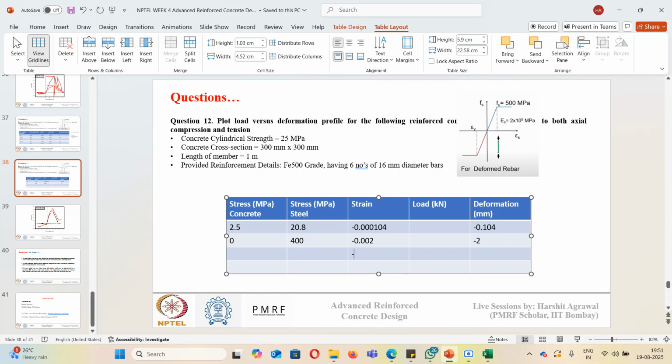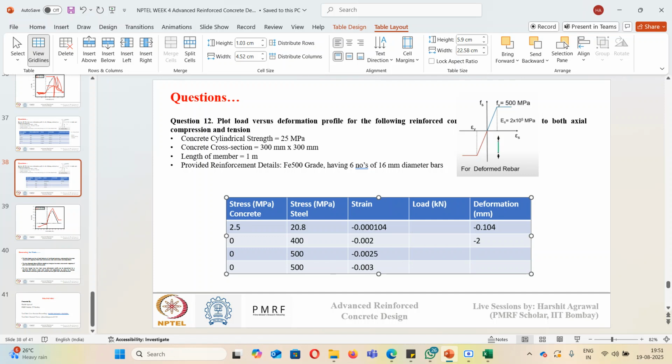Okay, I will take more points. At 0.0025 we will take. So this is the yield point. At this strain, the stress in steel is 500 MPa, and above this I will take one more point, suppose 0.003. Again, the stress in steel will remain the same because yielding has happened. And the contribution of concrete is now zero because only steel will contribute to the load carrying capacity.